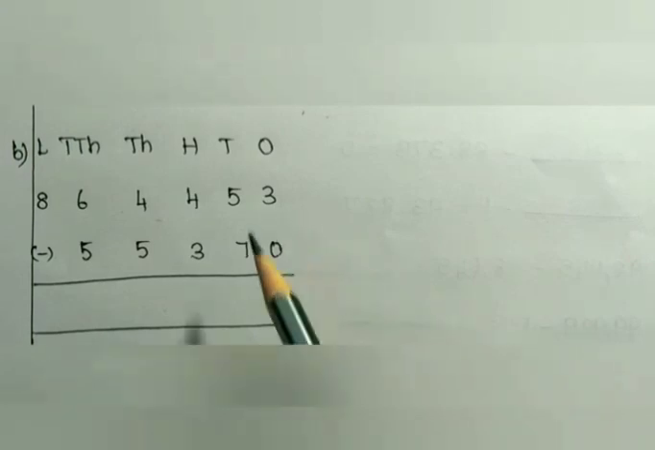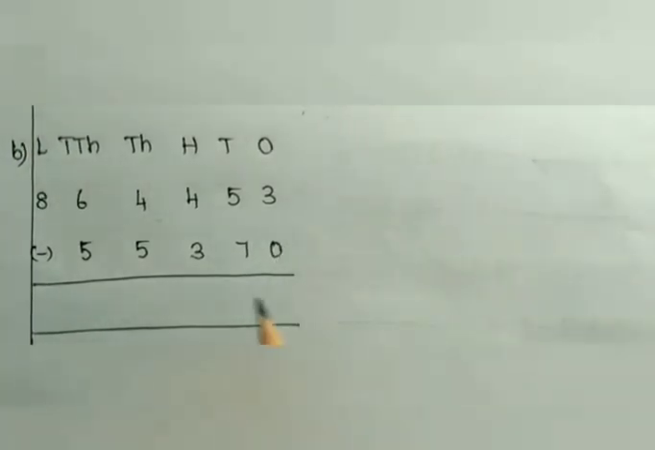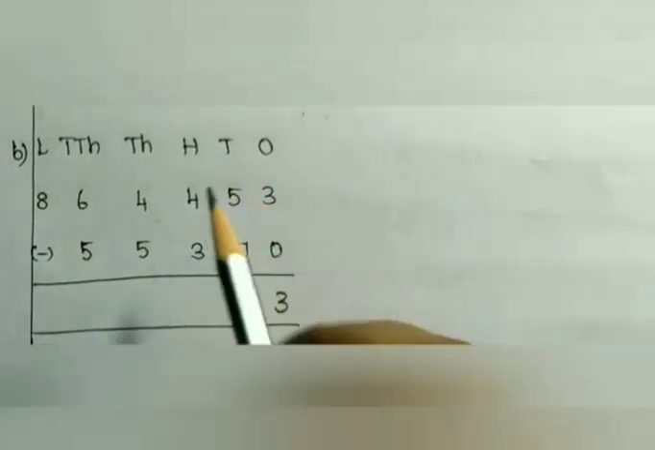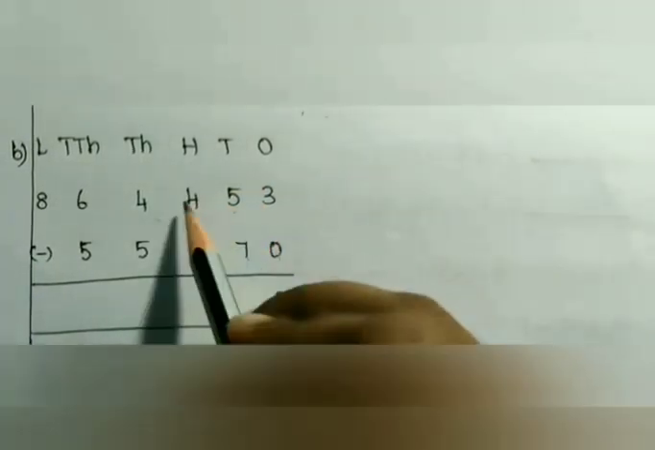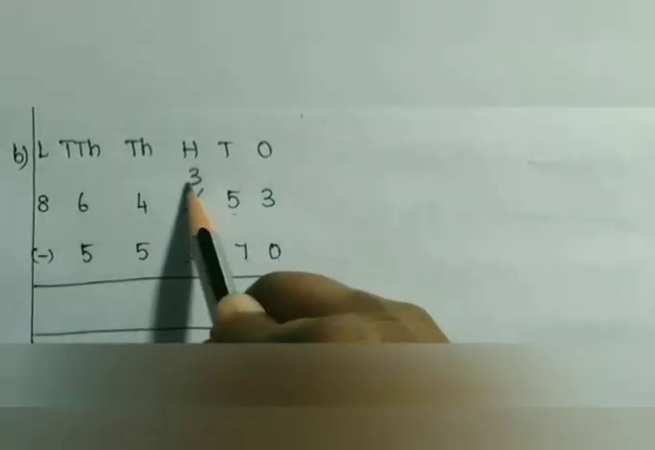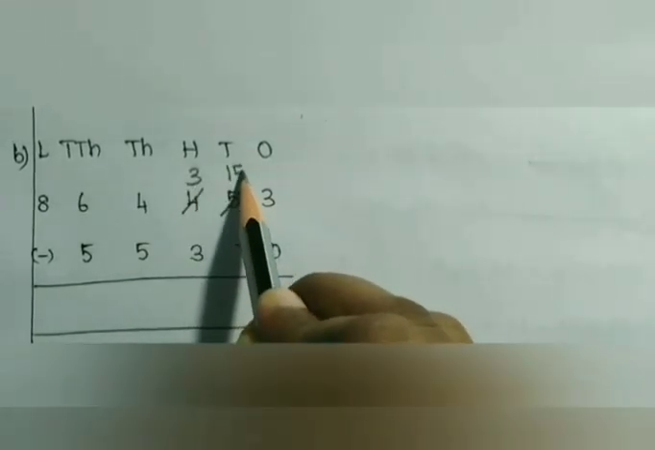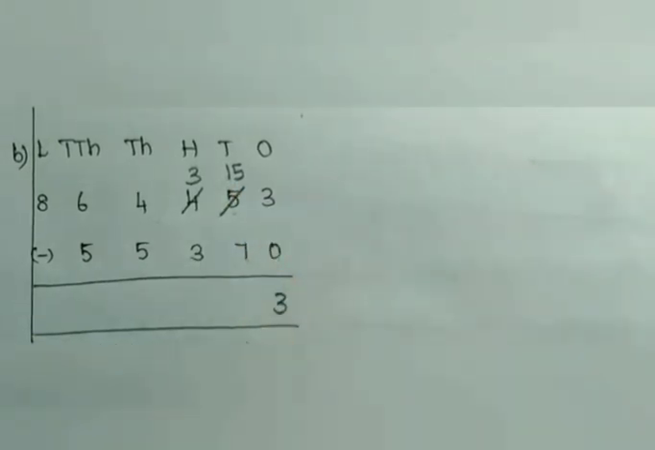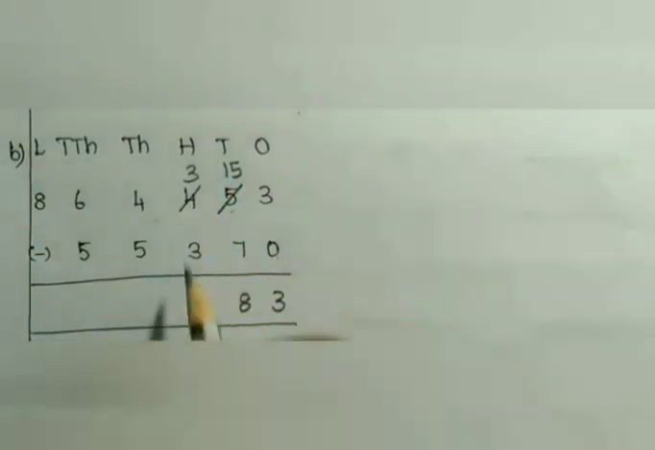Second problem, let's subtract. 3 minus 0, 3. 5 minus 7. Let's borrow from hundreds place since 5 is smaller than 7. 4 becomes 3 and 5 becomes 15. 15 minus 7, 8. 3 minus 3, 0.